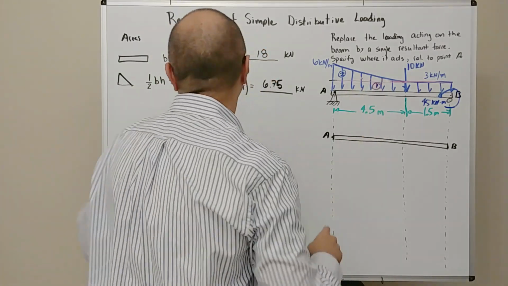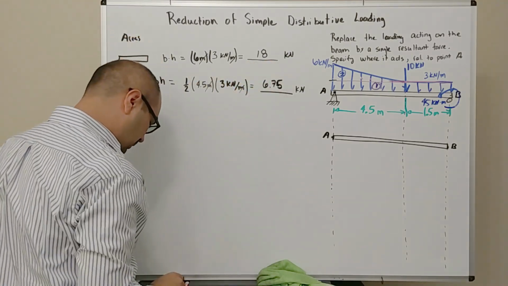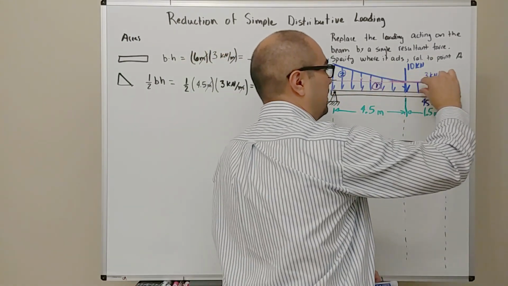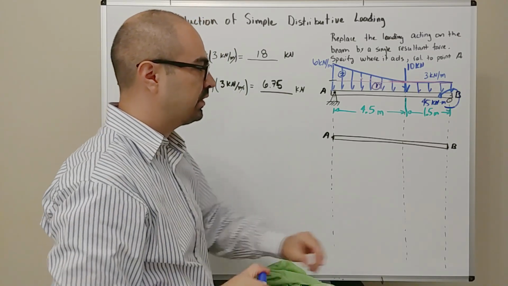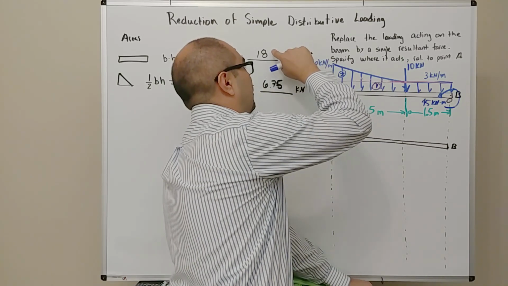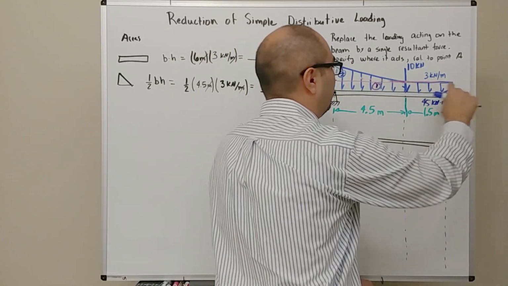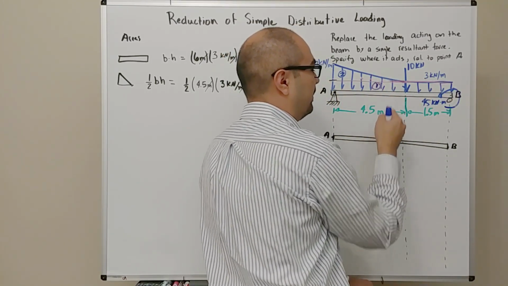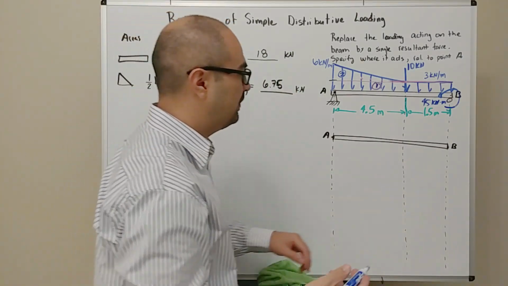So the area of the rectangle is 18 kilonewtons. So I know I can substitute this rectangular distributed loading strip with just 18 kilonewtons. Now the question is, where do I put it? The location of that force is going to be at the centroid of that area. This being a rectangle, the centroid is right at the middle, or half of the base. Well, the base we said was 6, so half of the base is 3.